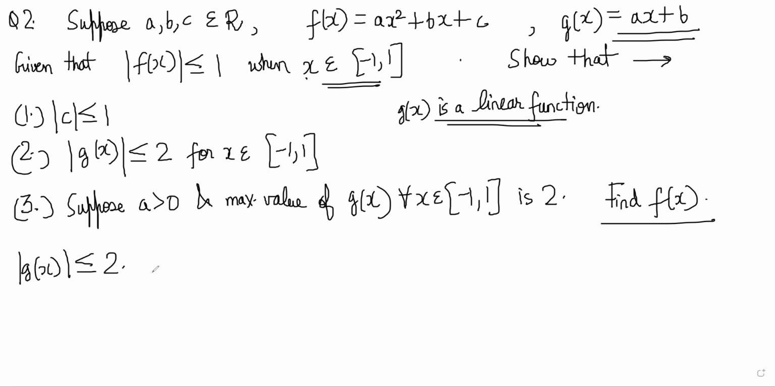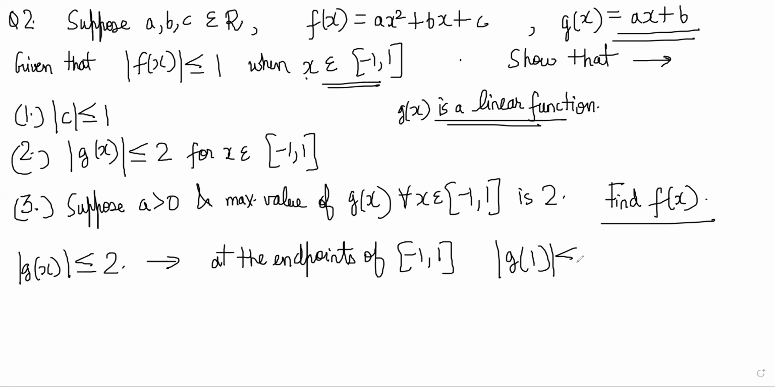So if we have to show that mod of g x is less than or equal to 2, then all we need to do is show that at the endpoints of the interval -1 to 1, mod of g of 1 is less than or equal to 2, and also mod of g of -1 is less than or equal to 2. Why? Because if the two endpoints are less than or equal to 2, then any point in between can never be greater than 2, right? Think about it.